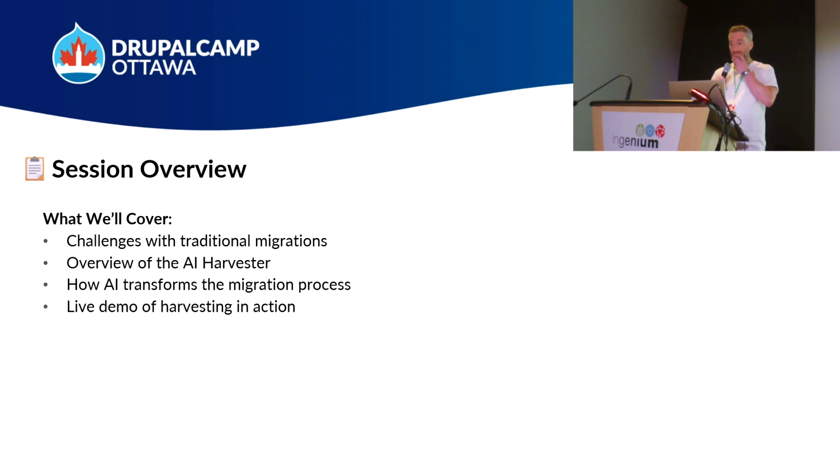All right, so going over what we're going to cover in this section. We're going to just briefly touch on some challenges with traditional migrations. We're going to look at an overview of the AI Harvester, which is a tool that we've developed for migrating into Drupal. We're going to talk about how AI transforms the migration process, and we're going to go over some real-life examples of that in the live demo.